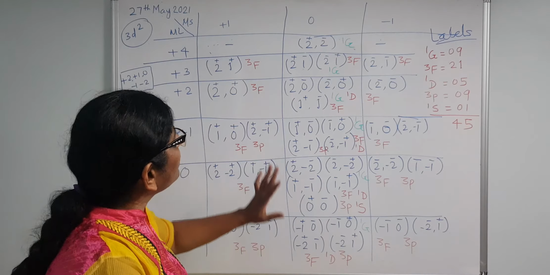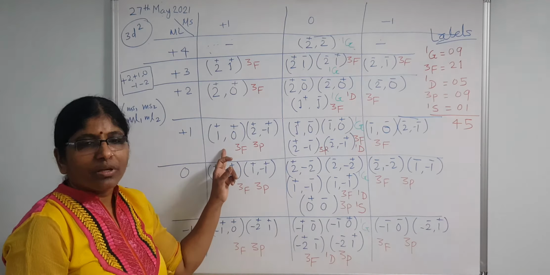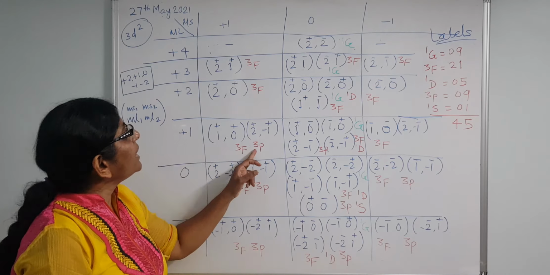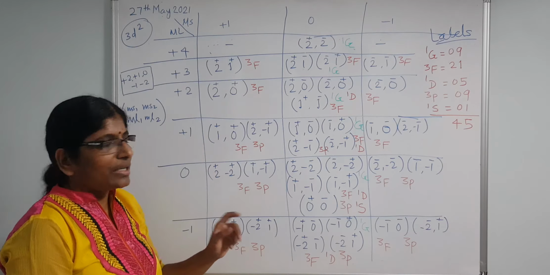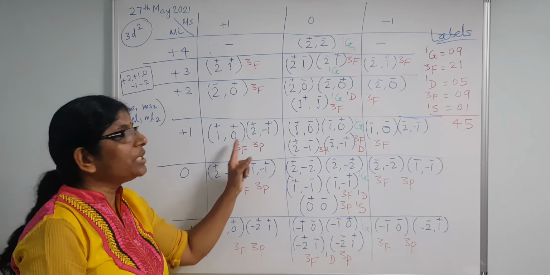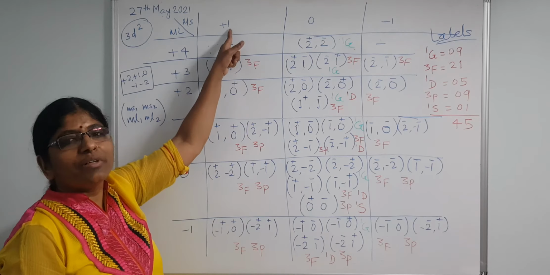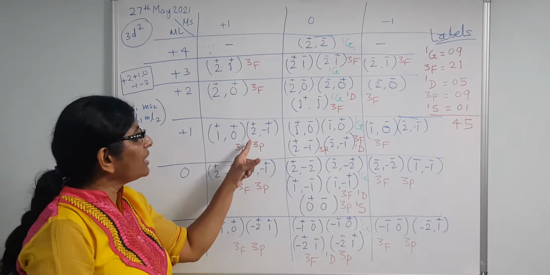Now next see the table where it is unlabeled. Next to here. Here it is unlabeled, where ml is equal to plus 1 and ms is equal to also plus 1, and that time the RS term will come 3P, because L is equal to 1, the symbol is P, and if we substitute plus 1 in the 2S plus 1 formula, it will come 3P.